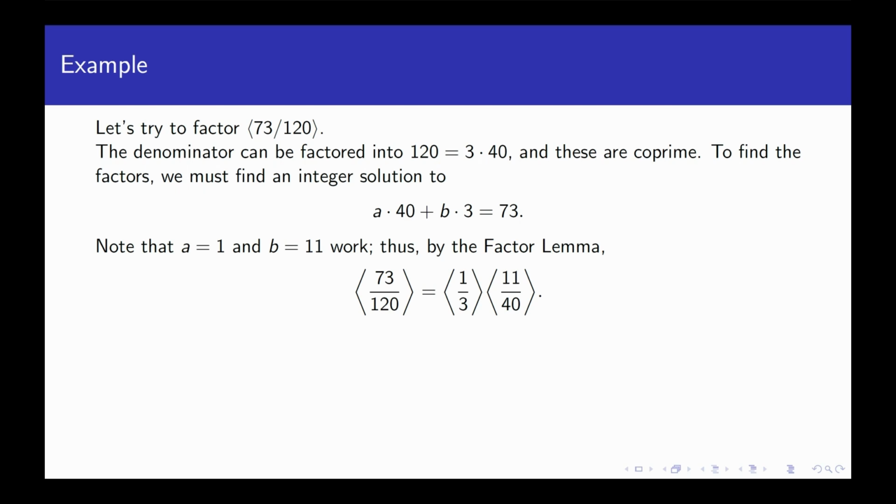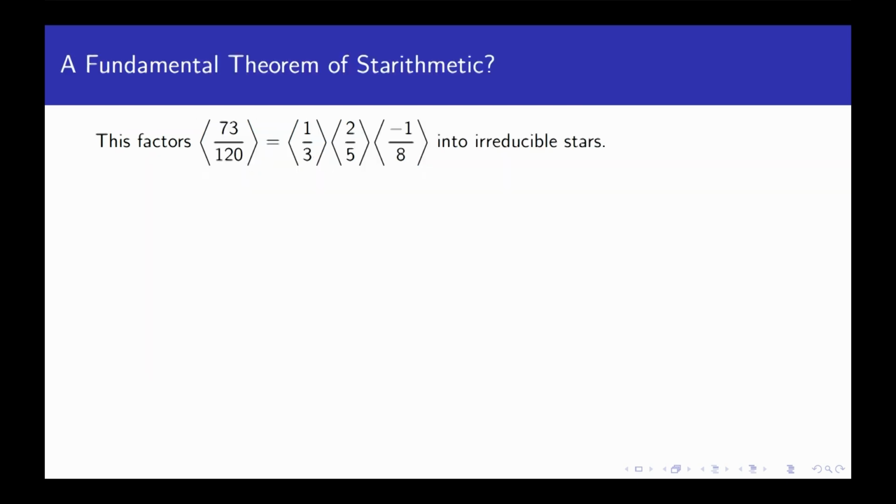The 1/3 star is irreducible. The 11/40 star is not, because I can split that up into an 8 and a 5. I repeat the process, and I've got a star who can be reduced into irreducible stars. And this process could be repeated on anybody. Objects who can be factored into irreducible objects.